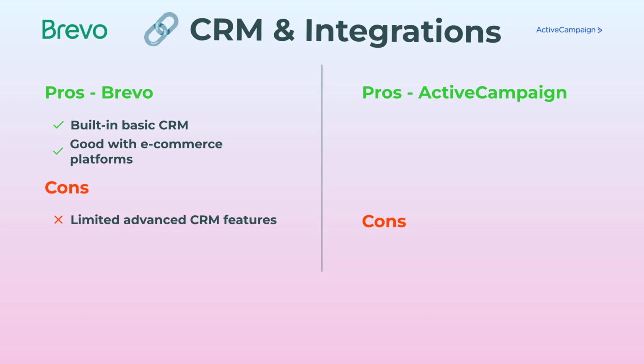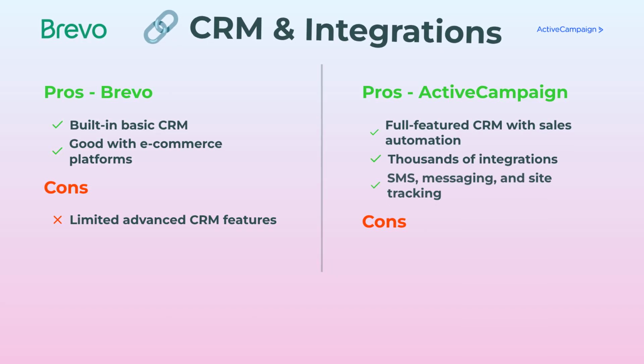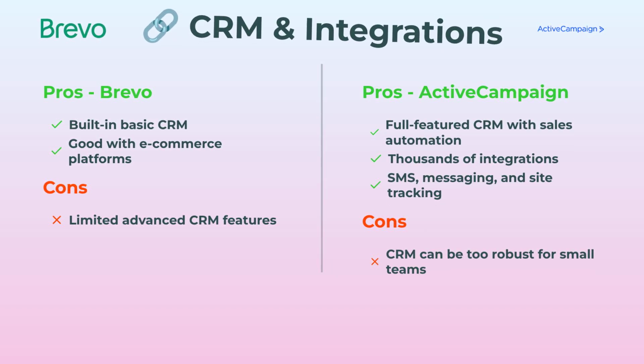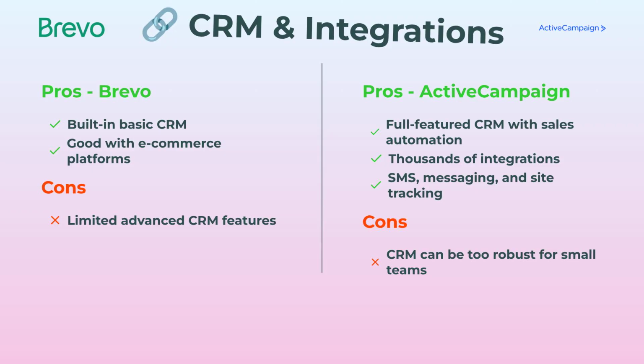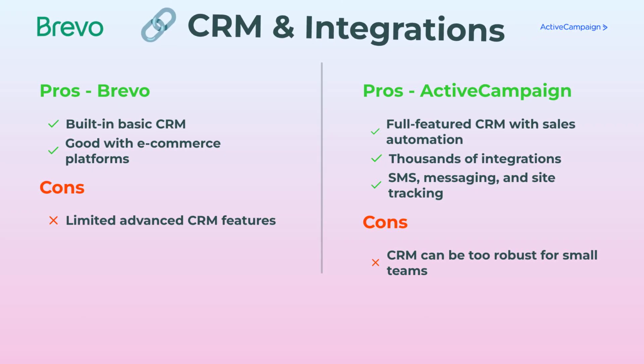With ActiveCampaign, you get an actual full-on CRM like pipeline management, sales automation, and integrations for days. Plus SMS, on-site messaging, even site tracking. It might even be too much for a tiny team, but oh man, it's robust, so ActiveCampaign takes this one too.